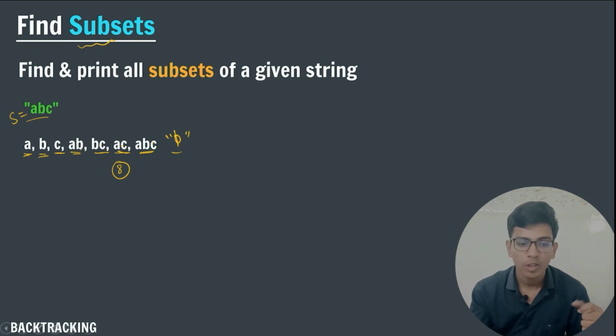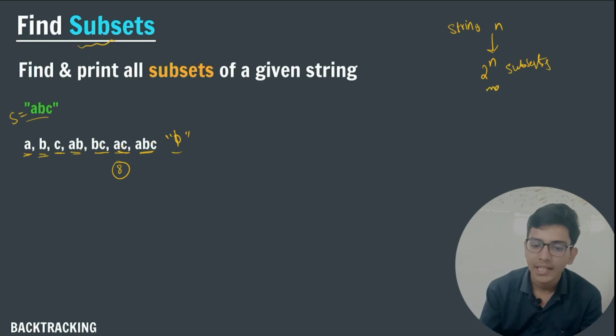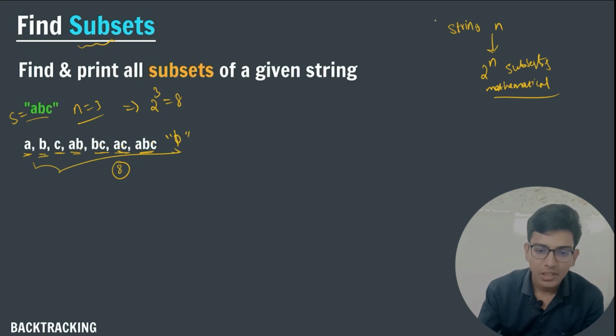Now let us talk about some mathematical stuff here. Let us consider that for a set of n elements, the number of subsets that can be possible is 2 to the power of n. This is a mathematical formula to find the number of subsets for the given set. Here n is equal to 3, because there are 3 elements present. So the number of subsets will be 2 to the power of 3, that is 8, and we already saw there are 8 subsets. So for n elements, the number of subsets will be 2 to the power of n.